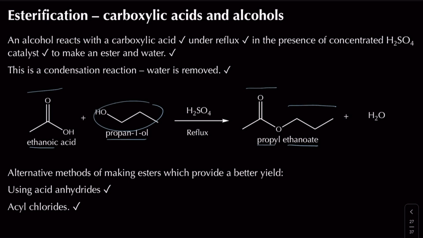Now there's 2 more ways of making esters which give a much better yield compared to using a carboxylic acid and an alcohol. One of them we'll look at in this video, which is using acid anhydrides, and another method is in another video that's going to be using acyl chlorides as well.